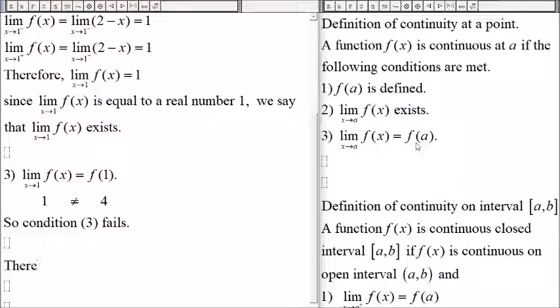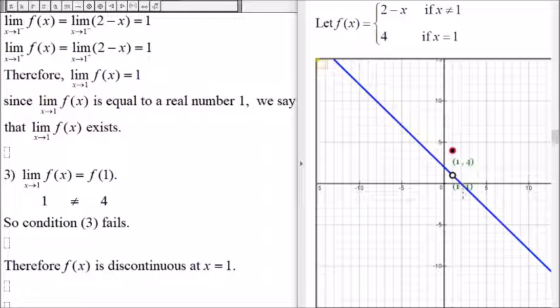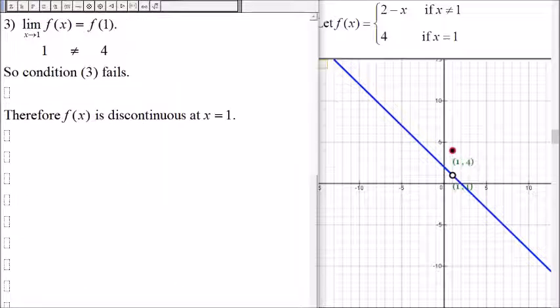And therefore the function f of x is discontinuous at x equal to 1. And again, we can see right here at x equal to 1, we have a hole, so that's why the function is discontinuous.